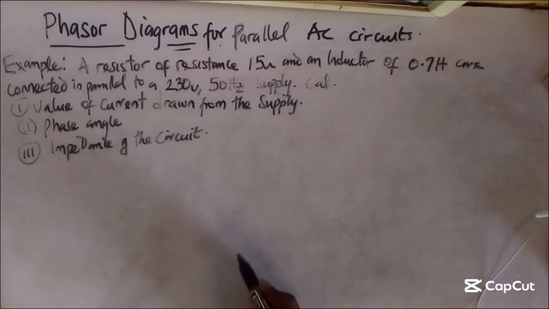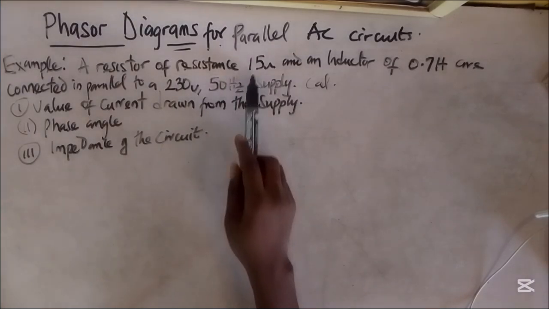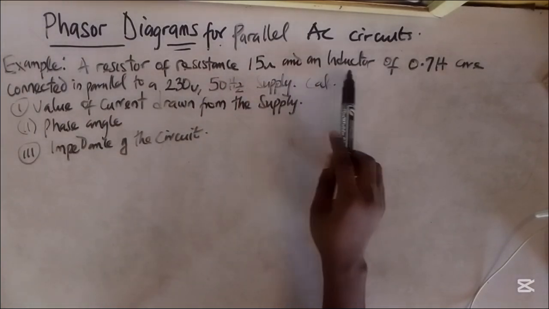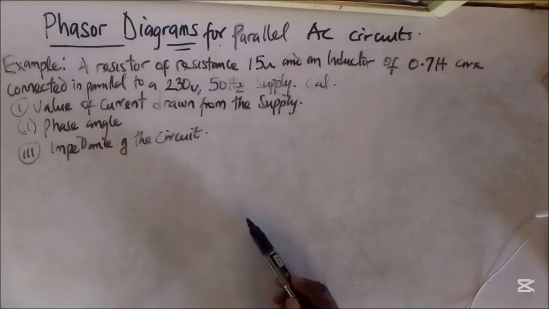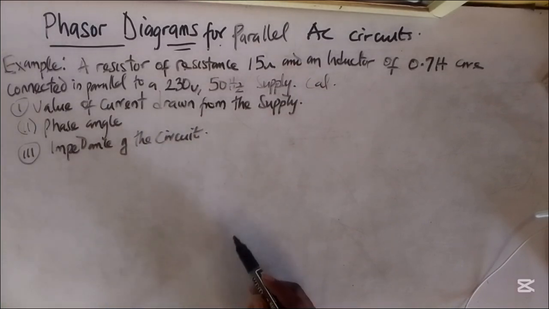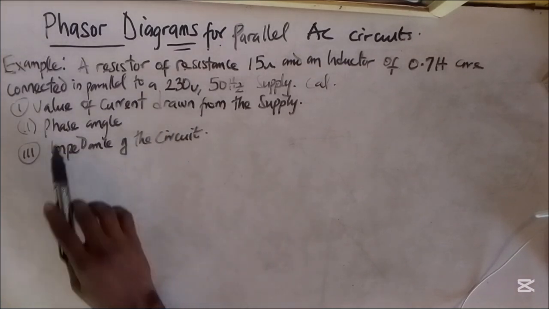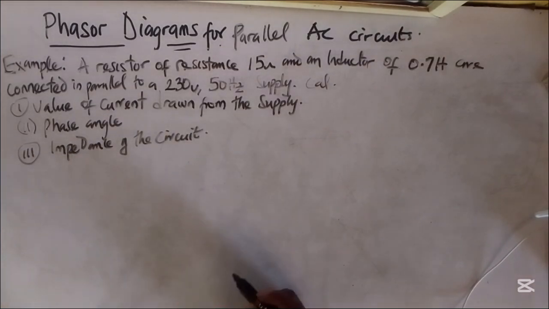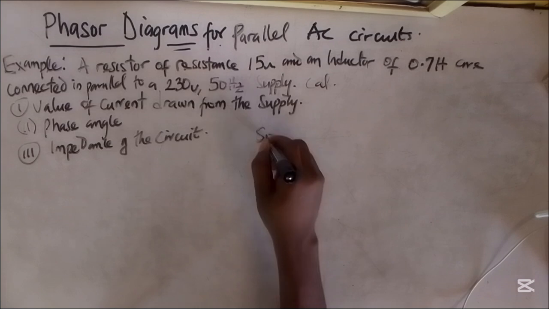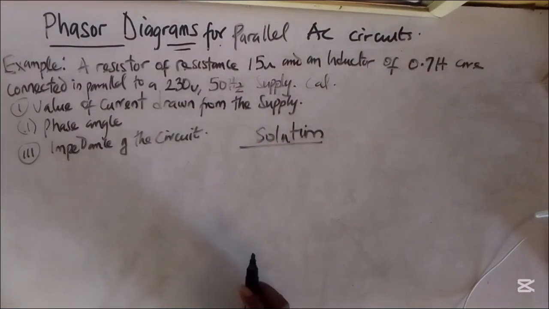All right, let's look at this example of an AC circuit where we have a resistor of 15 ohms and an inductor of 0.7 Henry connected in parallel to a 20 volt 50 hertz supply. We are expected to calculate the value of the current drawn from the circuit, the phase angle, and the impedance of the circuit. So I'll quickly jump into it now just to show us what it looks like.